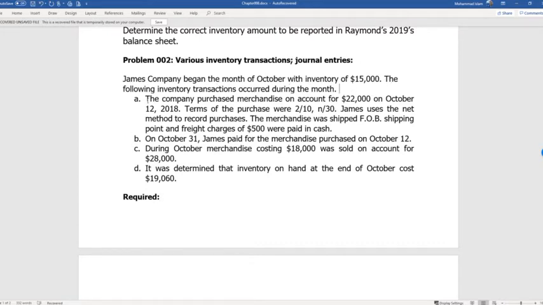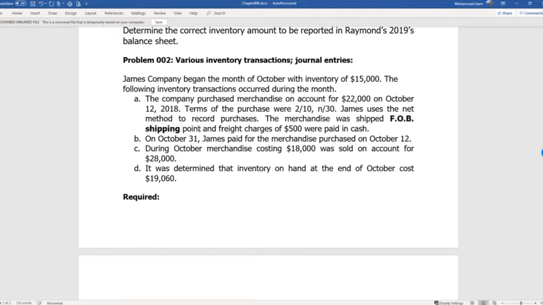The company purchased merchandise on account for 22,000 on October 12th. The terms of the purchase were 2/10, n/30. It means if you pay within 10 days, you will get a 2% discount, and within 30 days, you need to pay the net amount. James uses the net method to record purchases. The merchandise was shipped free on board shipping point, and freight charges of 500 were paid in cash. In this case, we should be careful about it being free on board shipping point.